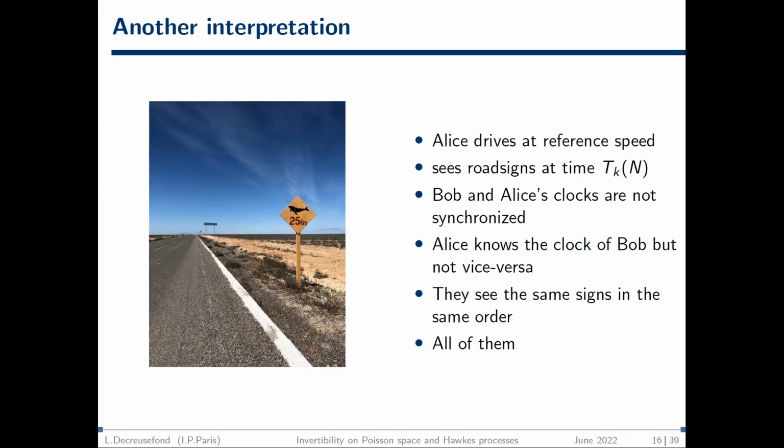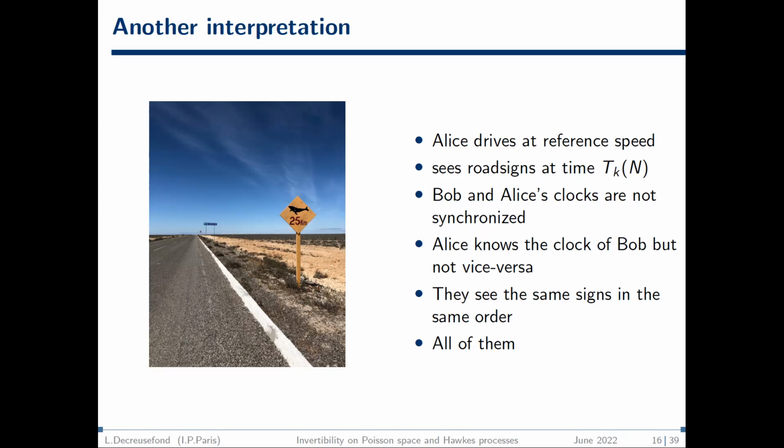And then you have Bob. Bob has his own clock, and the two clocks are not synchronized. But Alice knows the clock of Bob, but Bob doesn't know the clock of Alice. He has his clock. He can say, okay, I've been driving for 1 hour, I've been driving for 20 minutes. He can do this, but it's not the same. His watch is not synchronized with the watch of Alice.